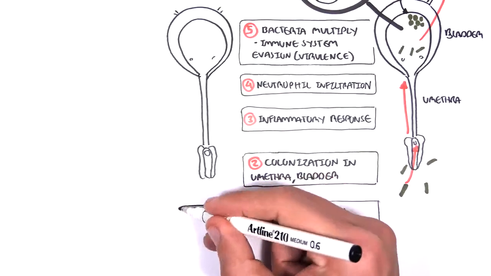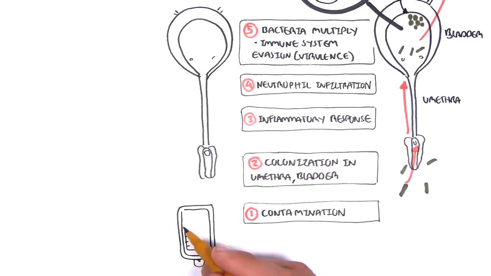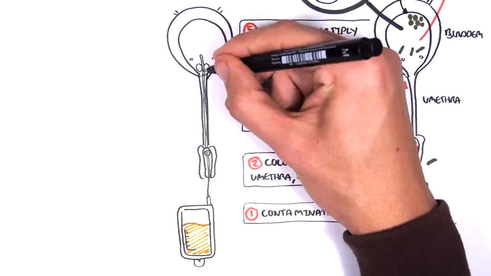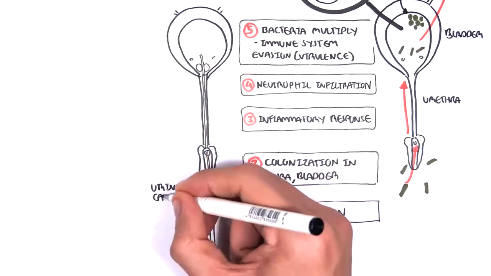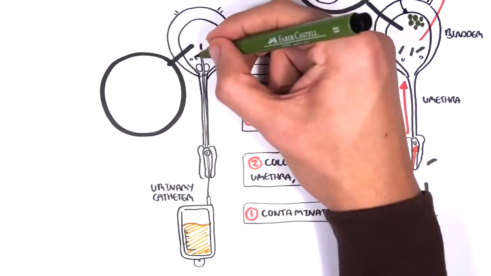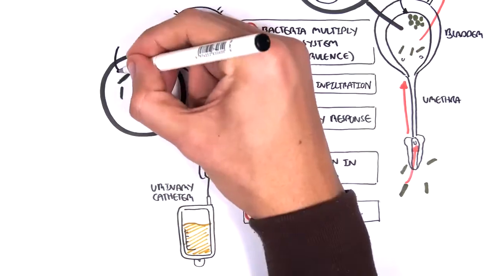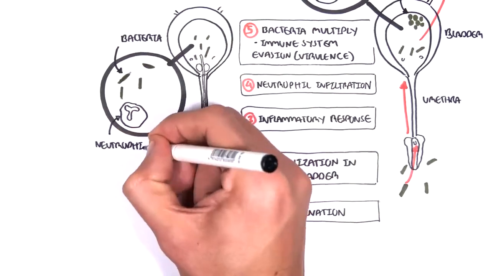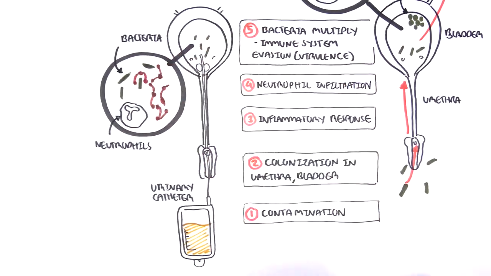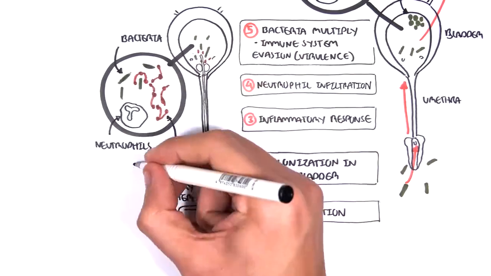A big risk factor for developing urinary tract infections, especially in females, is urinary catheterization. Same thing happens. The catheter can introduce infection straight into the bladder if not done hygienically. The bacteria colonizes the bladder, initiating an immune response. Neutrophils enter, further promoting inflammation.